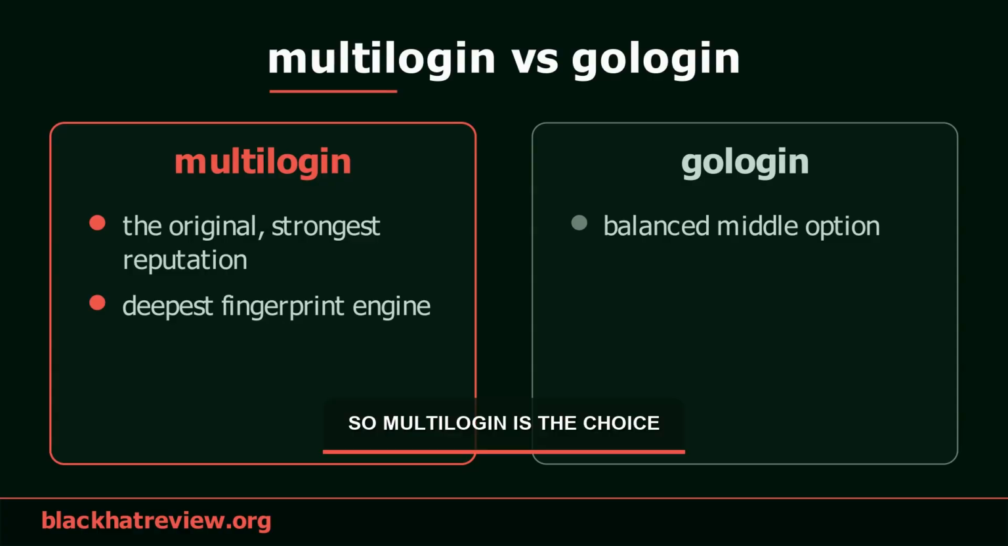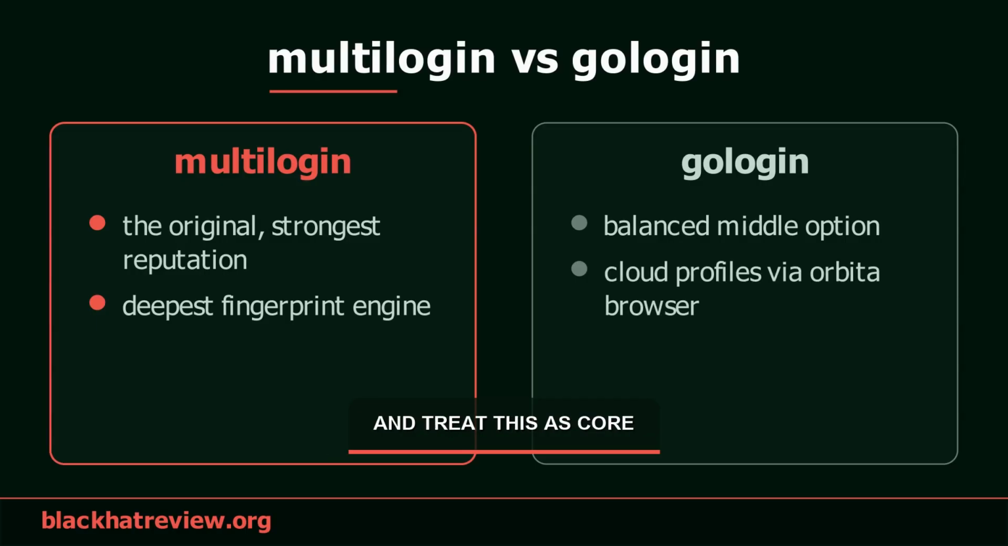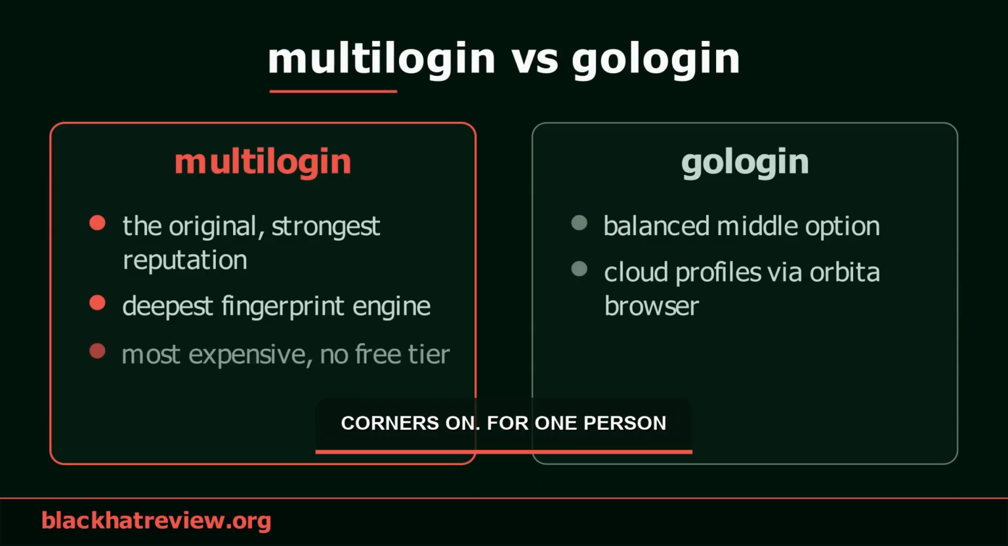So Multilogin is the choice for agencies and serious teams who manage a lot of profiles, need reliability, and treat this as core infrastructure they will not cut corners on. For one person experimenting, it is more than you need.